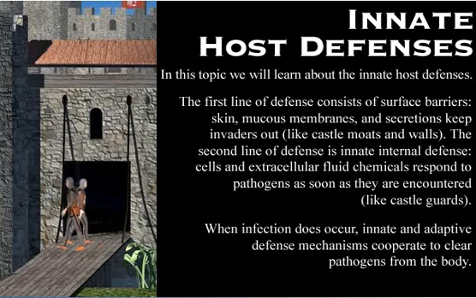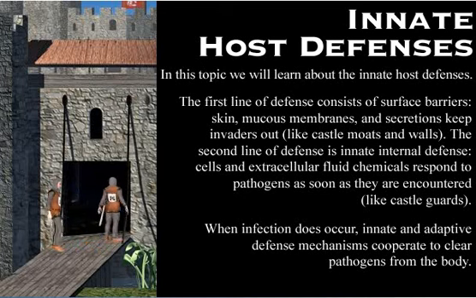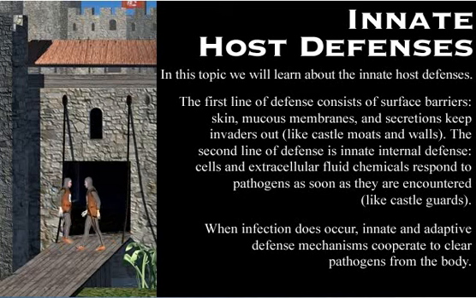In this topic, we will learn more about the innate defenses that are crucial to preventing and resisting infection by forming our first and second lines of defense. As you will recall, the first line of defense, the surface barriers, are like the walls and moats of a medieval castle. They are designed to keep invaders out and include the skin and mucous membranes and the chemicals they secrete. The second line of defense, the innate internal defenses, responds to pathogens that have entered the body as soon as they are encountered. In our castle analogy, innate internal defenses correspond to the castle guards.